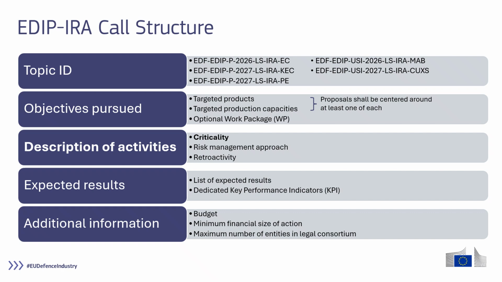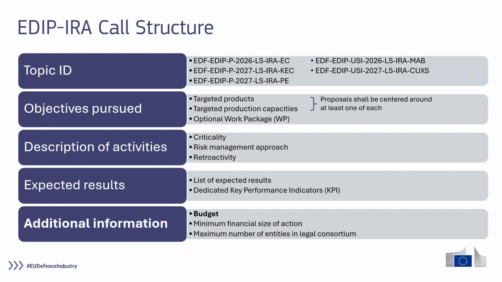The subsequent section lists the eligible activities and prompts applicants to demonstrate the criticality of their proposal, as well as to identify and mitigate risks. It also contains a clause on retroactivity. The next section provides a list of expected results which the proposed project must contribute to. It also highlights the importance of defining key performance indicators, KPIs, to track progress and demonstrate results.